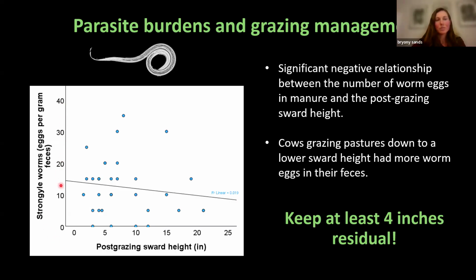So this is showing the number of worm eggs in the feces up the side and that post-grazing sward height along the bottom. And it's showing a significant negative relationship between the number of worm eggs in the manure and the post-grazing sward height. So basically, cows grazing pastures down to a lower sward height had more worm eggs in their feces. And that is just highlighting the importance of keeping that at least 4-inch residual so that animals are not coming into contact with all of those parasites.